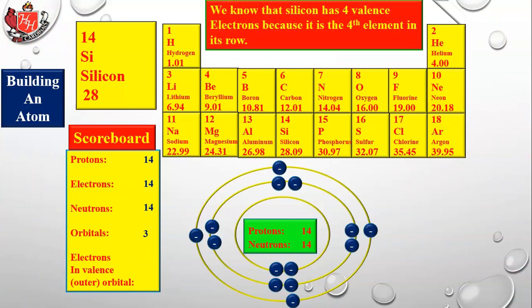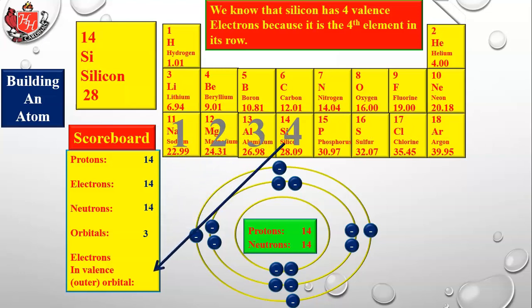So we know that silicon, we see that it has 4 valence electrons. Remember, those are the electrons in the outermost orbital. Those are the valence electrons. Again, valence means outer electrons, outer orbital. So we know that silicon has 4 valence electrons because this is the 4th element in its row. So watch, we'll just count. We could have known that by just counting. So there's the first valence electron, that's sodium, then magnesium, and then aluminum, and finally the 4th element over in the 3rd row is silicon, so that means it has 4 valence electrons.